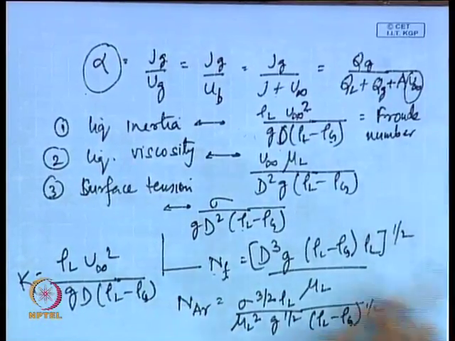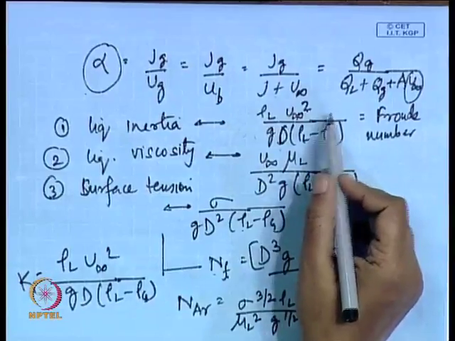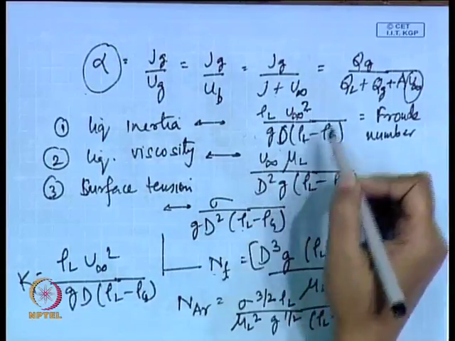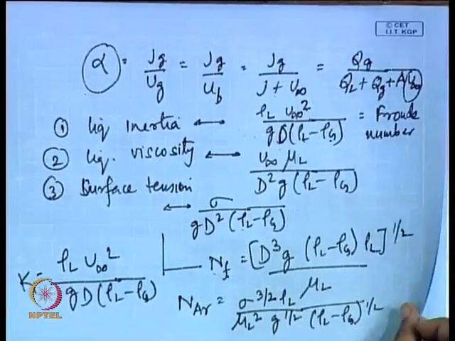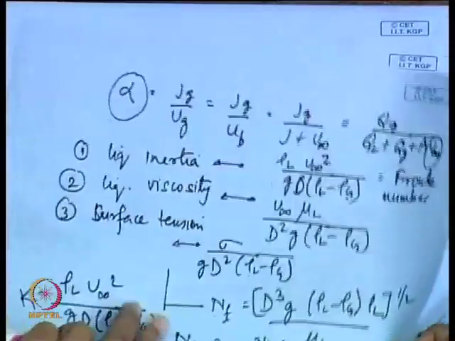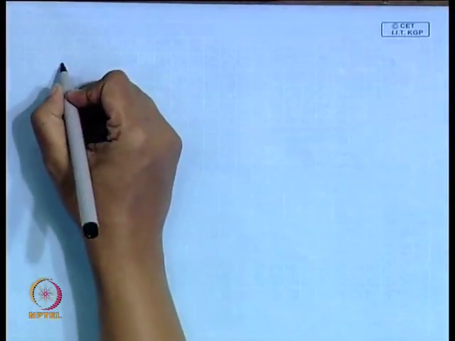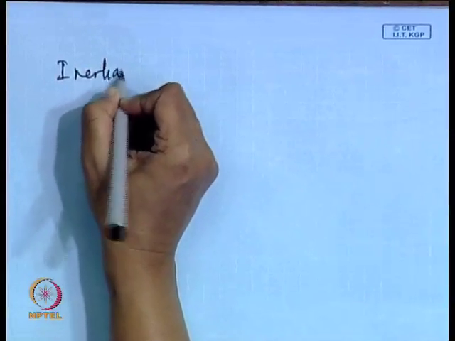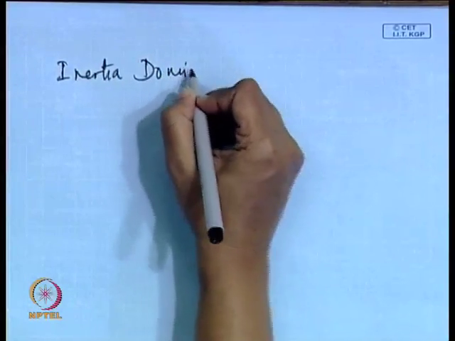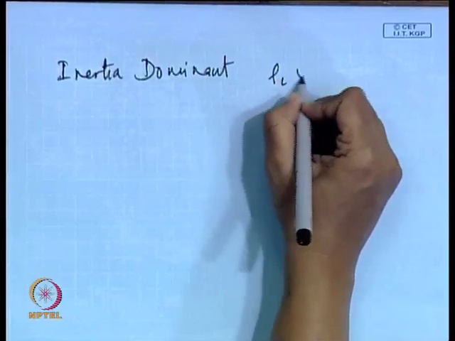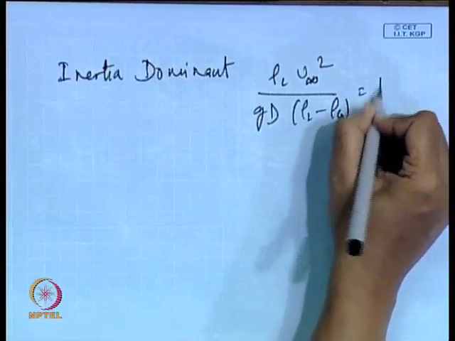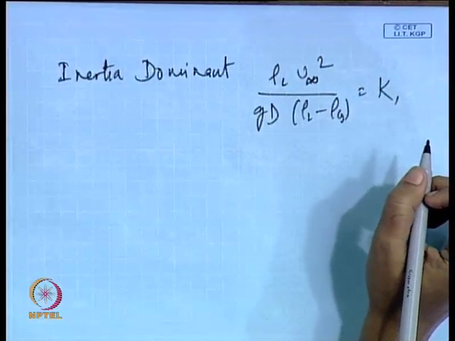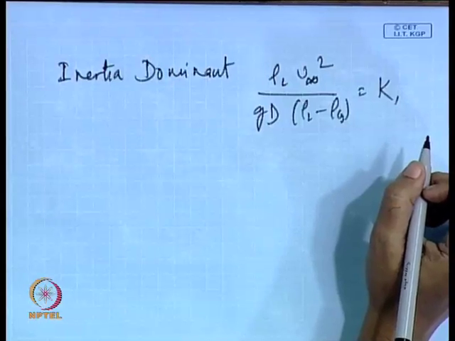When that happens, only this particular group is important; the other groups are not. In that case, naturally this must take up a definite constant value. So, when only liquid inertia is important, under that inertia-dominant condition, rho L u infinity squared by g d times rho L minus rho g naturally becomes a constant, which is given as K1 in this particular case.